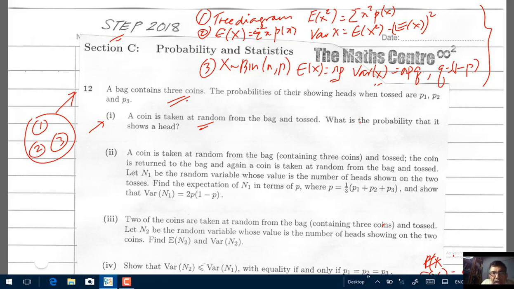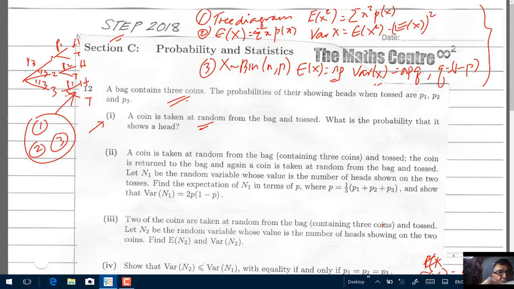Now, that's what I meant by a tree diagram. First, we need to pick the coin, 1, 2, or 3. So the probabilities here will be 1 over 3, 1 over 3, 1 over 3. And then we have a head, head, and head. Now I did not plug in the tail. If you want, you can, the other branch of it. That's not important for us. So coin number 1, it's P1. Coin number 2 is P2. And coin number 3, it is P3, the probability of getting heads respectively.